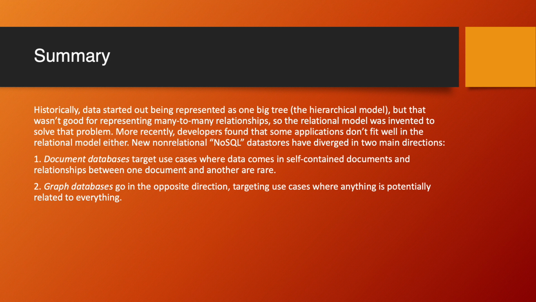New non-relational NoSQL data stores have diverged into two main directions. One, document databases target use cases where data comes in self-contained documents and the relationships between one document and another are rare. Second, graph databases go in the opposite direction, targeting use cases where anything is potentially related to everything.